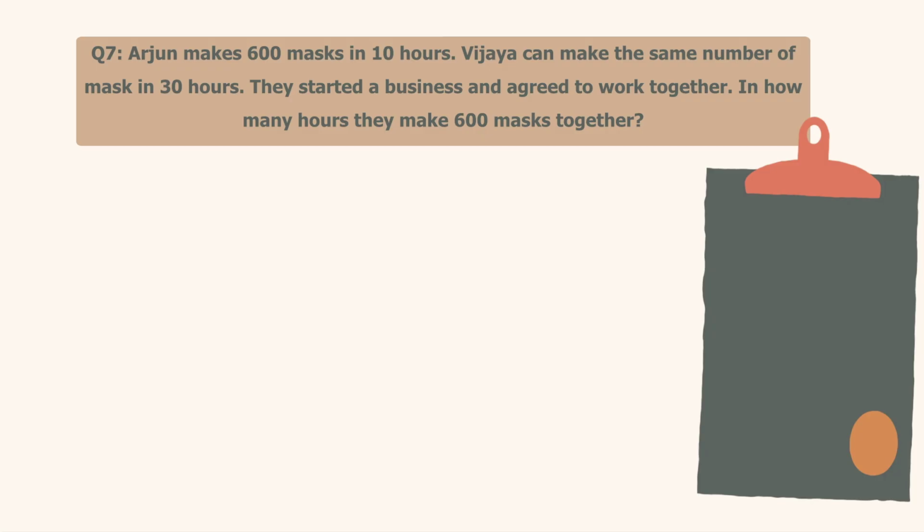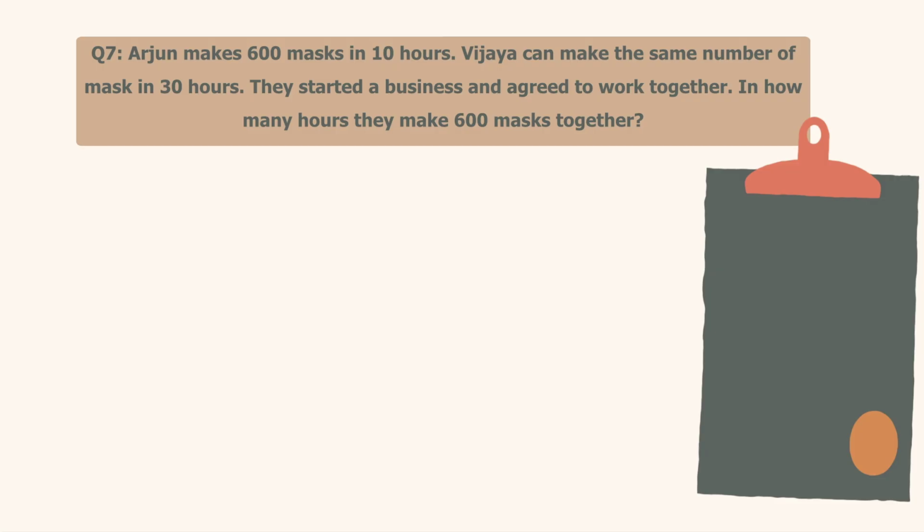Please try to solve. Arjun makes 600 masks in 10 hours. Vijaya can make the same number of masks in 30 hours. They started a business and agreed to work together. In how many hours will they make 600 masks together? Please pause and solve the question. See, you can expect such questions in examinations.